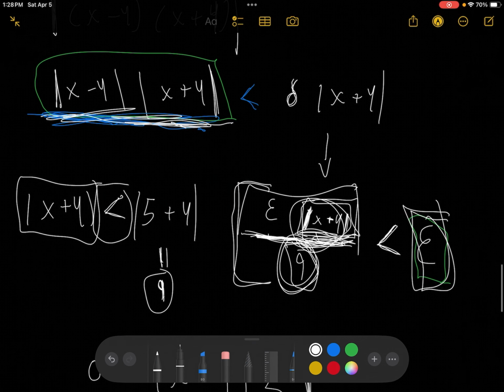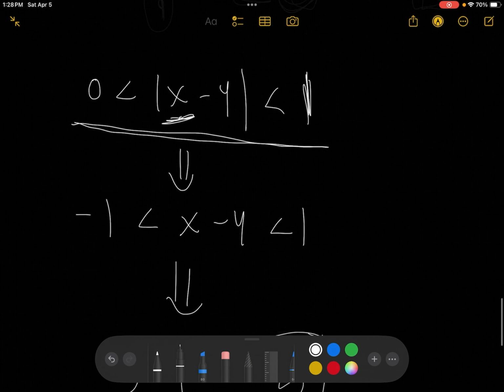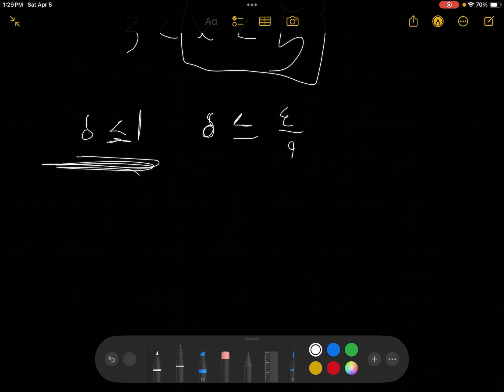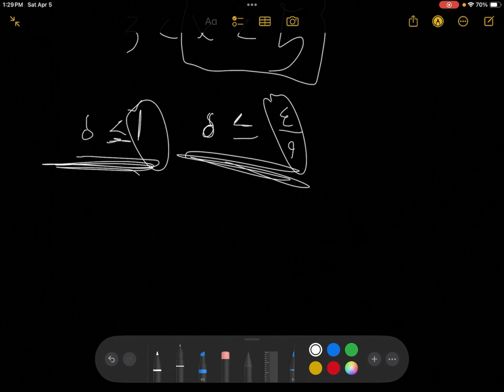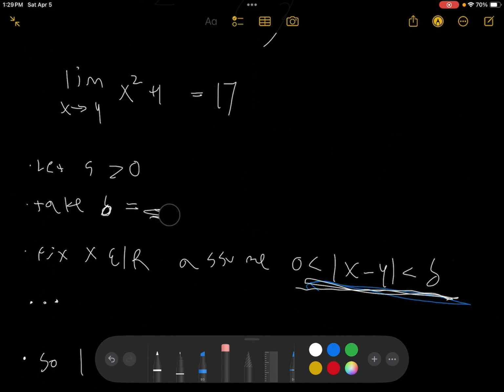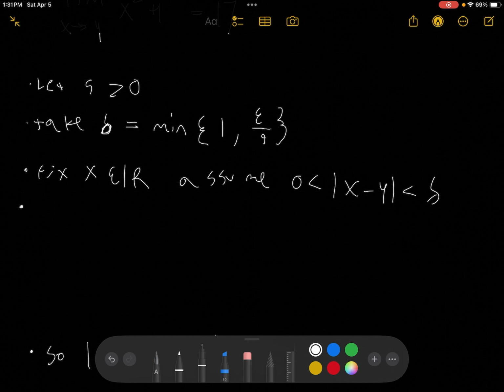So, looking back at all the assumptions we had to use, what we needed was for delta to be at most 1, and for delta to be at most epsilon over 9. The way we can satisfy both these expressions at the same time is by taking delta to be the minimum of 1 and epsilon over 9. So that is going to be the value for delta that I'm going to pick. Starting with this section, let's copy the algebra we had.